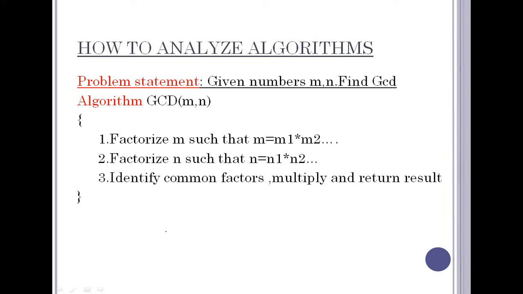Let's consider one problem: finding the GCD of two numbers m and n. In the first algorithm, we find the factors of the first number m and store them in a list or an array. We find the factors of the second number and store them in a second array. In the third step, we find the common factors, multiply them, and return the result as the output, which is the greatest common divisor. This is one approach to find the GCD of two numbers.